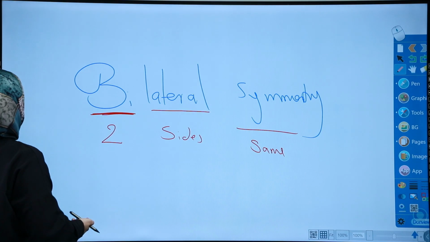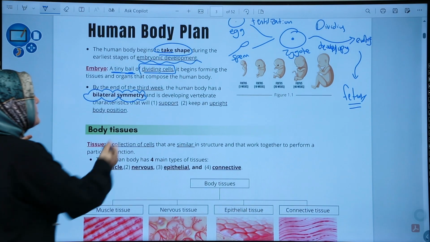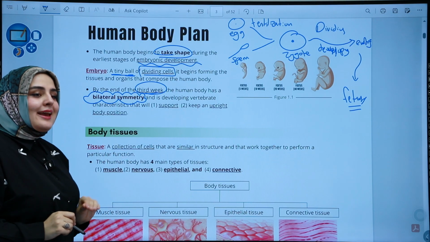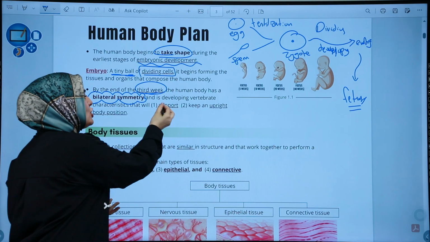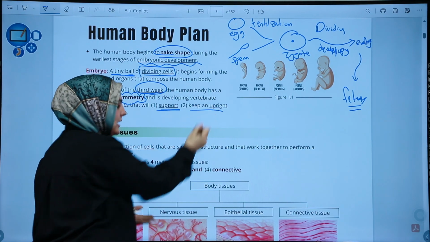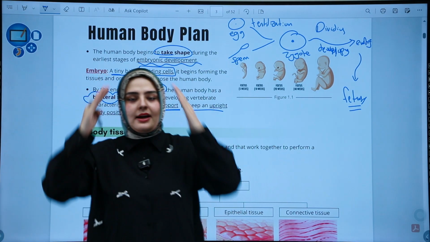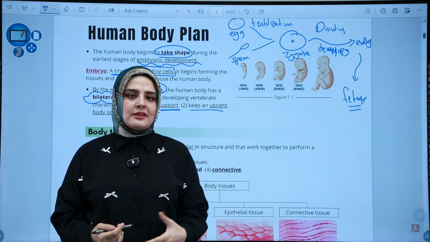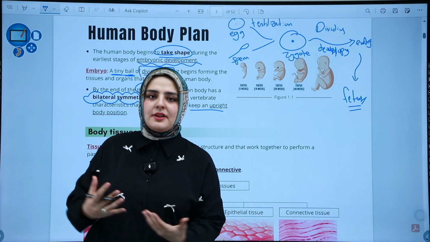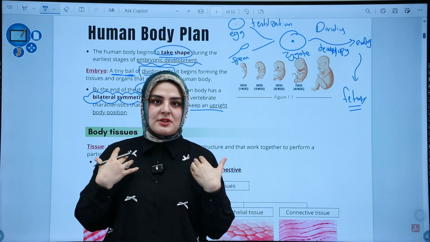But why do we study this so suddenly? See, you develop this feature during the 3rd week of embryonic development, and it helps you to support organs and tissues and keep your body upright like that. If your body is not standing like that, then you won't have this shape, and your organs will not have a place to attach themselves to.